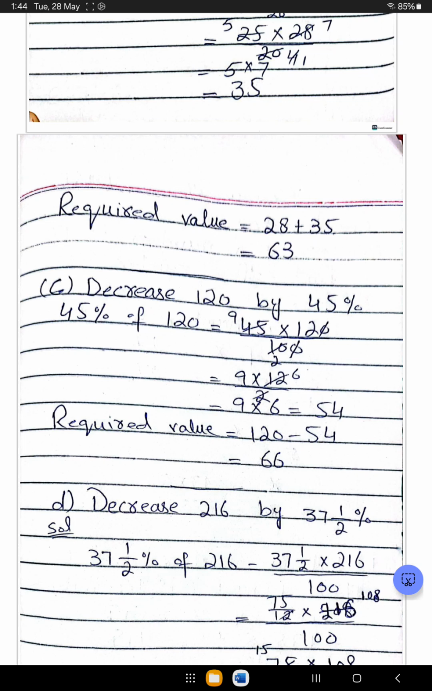Cut the table of 5. 5 twos are 10. 5 nines are 45. 0 cut from 0, and 9 times 12 over 2. Cut the table of 2. 2 ones are 2. 2 sixes are 12. 9 times 6 is 54.